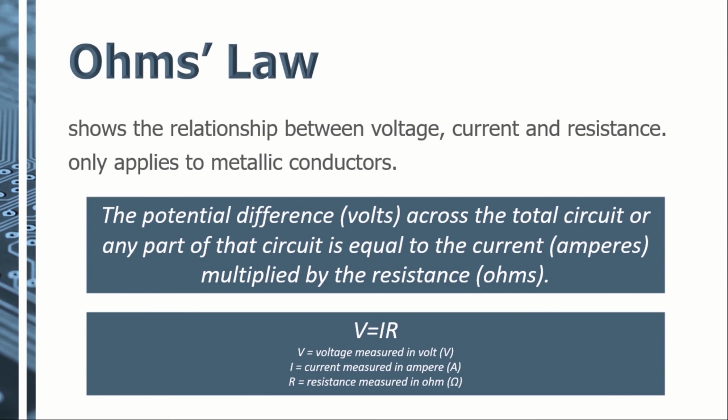An increase in current or resistance, or both, would have a corresponding increase in voltage or electric potential. But current and resistance have an inverse relationship. If the voltage remains constant, an increase in current would mean a decrease in the resistance or vice versa.